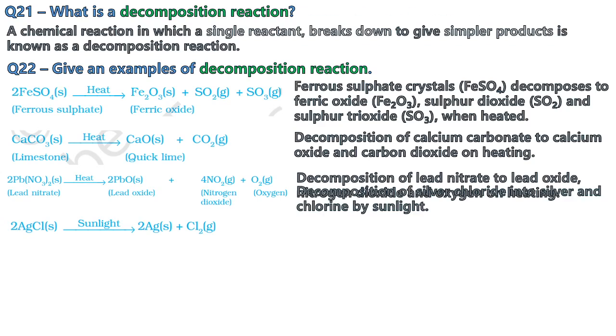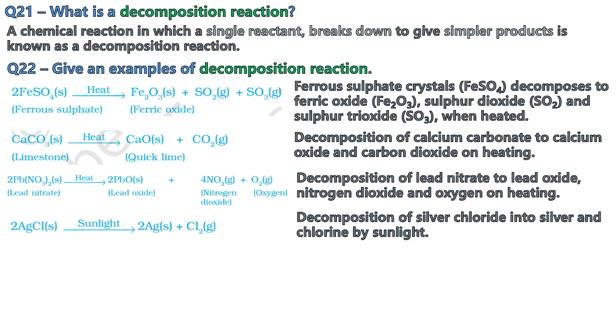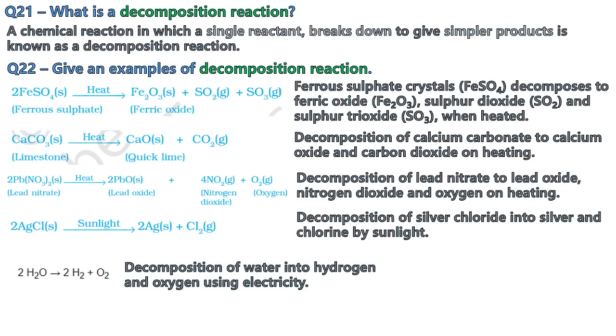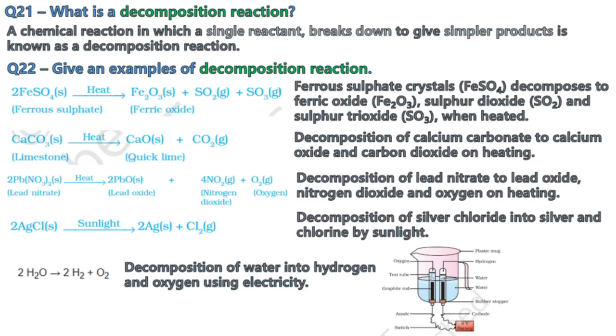And another example, when you take silver chloride, Ag is the symbol for silver, Cl is the symbol for chlorine. AgCl is silver chloride. When you expose it to sunlight, it breaks into silver, Ag, and chlorine, Cl2. So decomposition of silver chloride into silver and chlorine by sunlight. Similarly, when you take water and pass electricity through it, it decomposes into hydrogen and oxygen. Decomposition of water into hydrogen and oxygen using electricity is also an example of decomposition reaction.